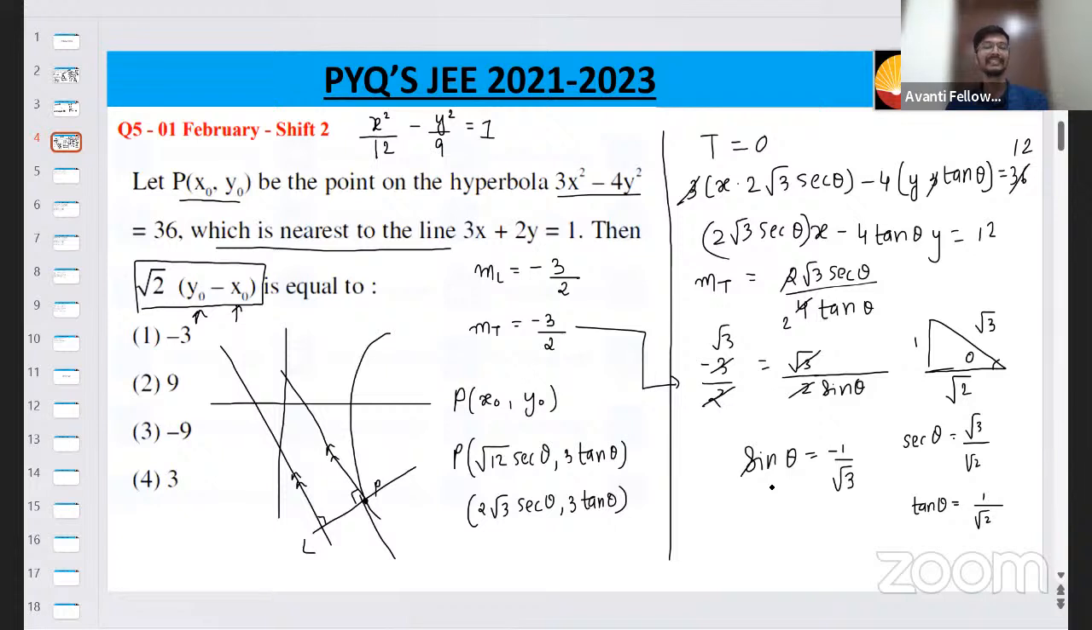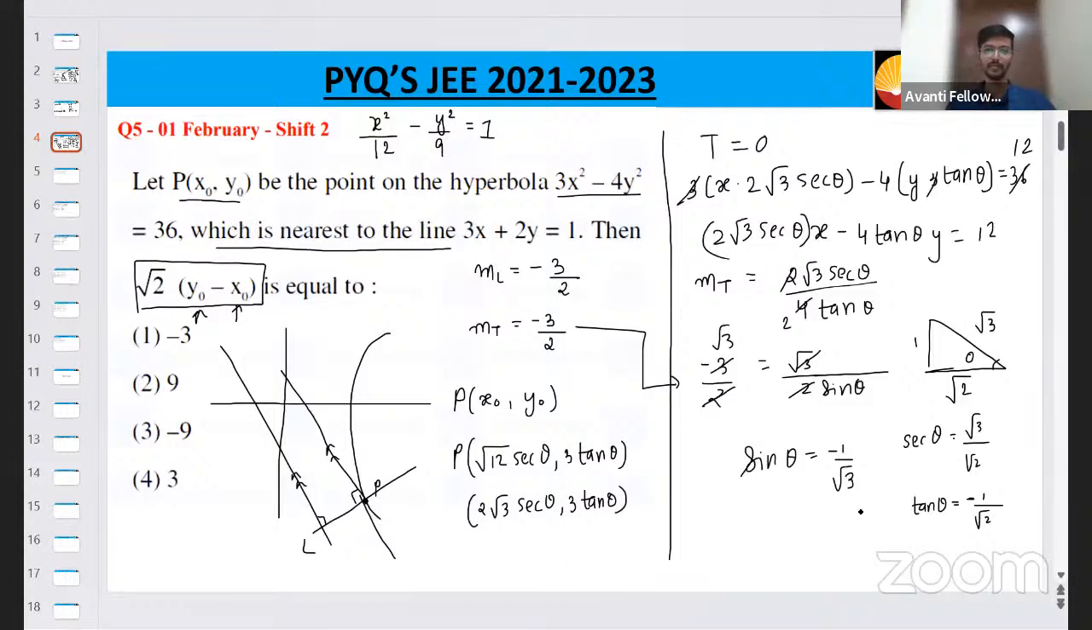Now, what was theta, guys? Theta is the eccentric angle. Now, sine theta is negative. That means theta will be in the fourth quadrant. As you can see from the diagram, theta will be in the fourth quadrant. So in the fourth quadrant, sec theta is positive and tan theta is negative. You can see from the diagram, the line is this L, so point P will be in the fourth quadrant.